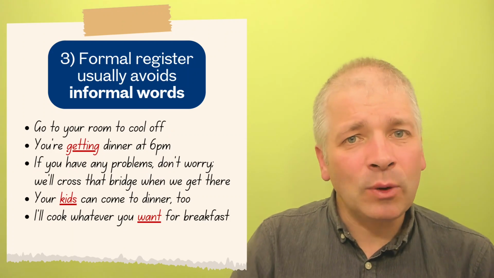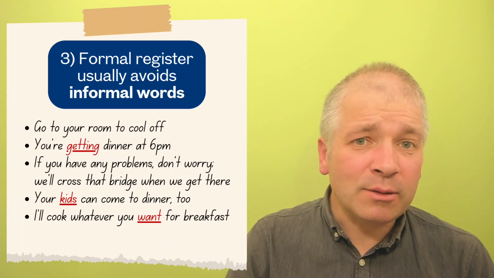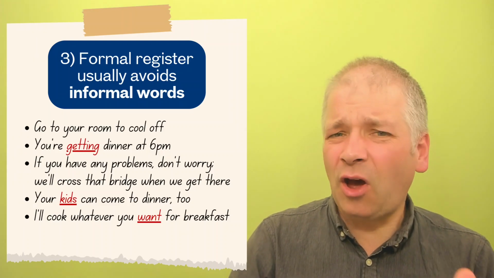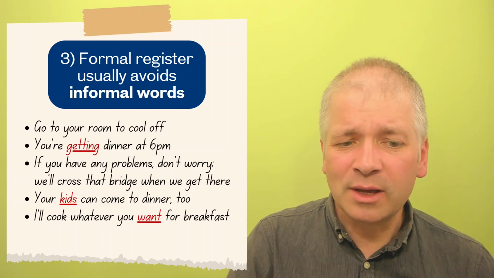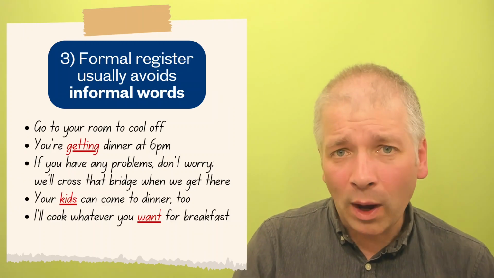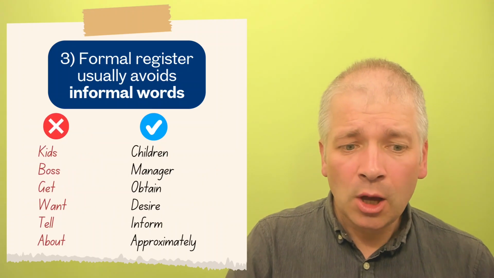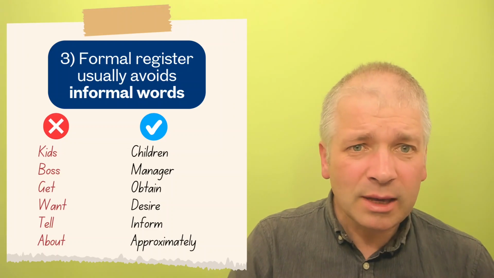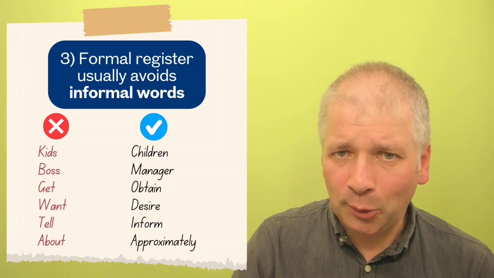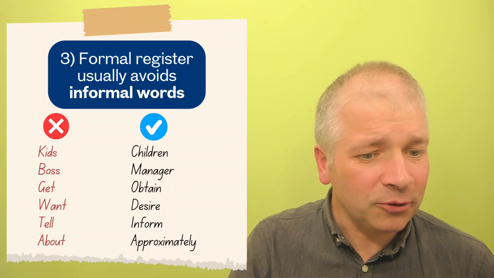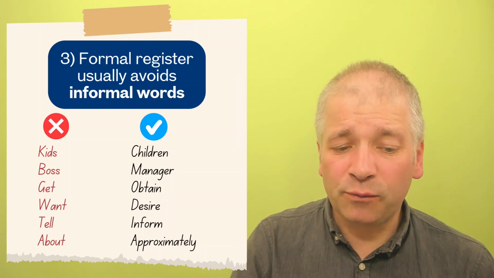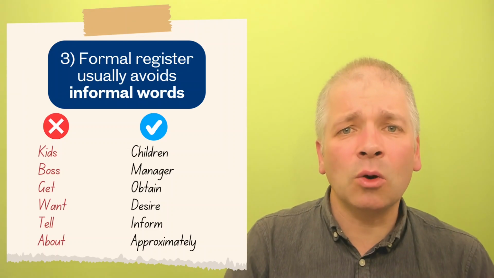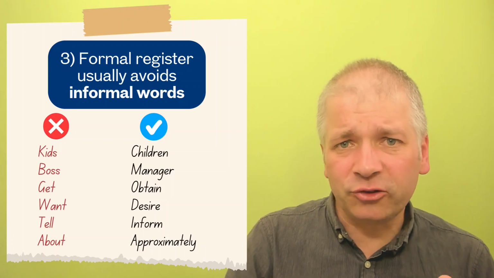The third way in which they could have made their text more formal is to avoid informal words. There are certain words in English that we tend to only use in informal situations, such as get or kids or want. What are the alternatives here? Well, kids could have been made more formal by using the word children. Boss is an informal word for manager or employer. Get could be replaced with obtain, want with desire, tell with inform, about with approximately. Those are just a few examples of how you can make your word choice more formal.